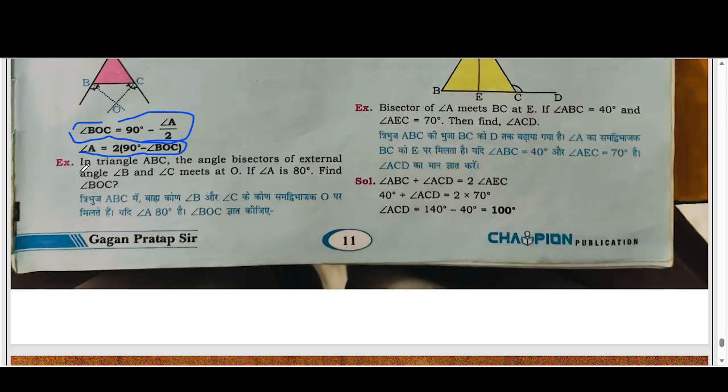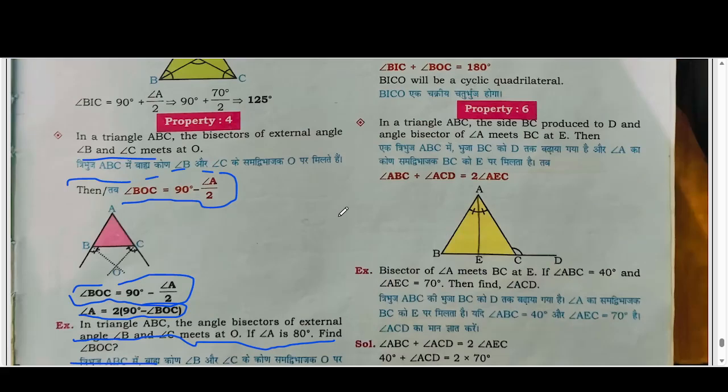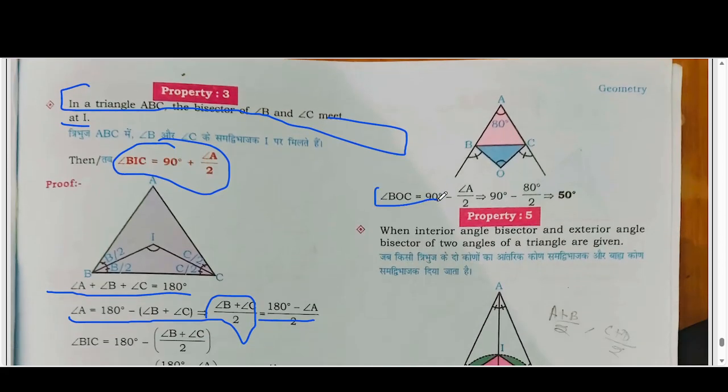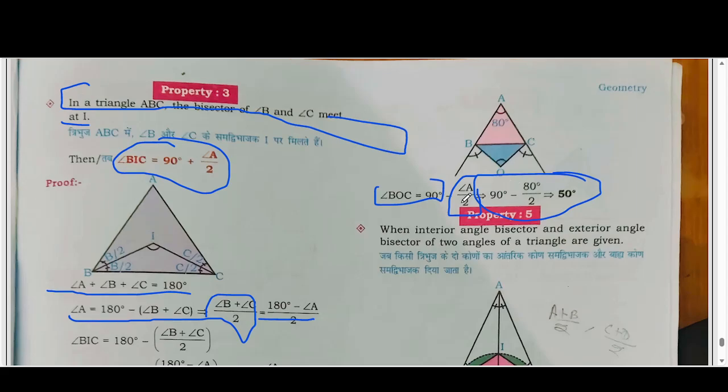In triangle ABC, the angle bisectors of the exterior angles B and C meet at O. If angle A is 80, find angle BOC. Angle BOC is 90 degrees minus half of angle A, so 90 minus 80 by 2 is 50.